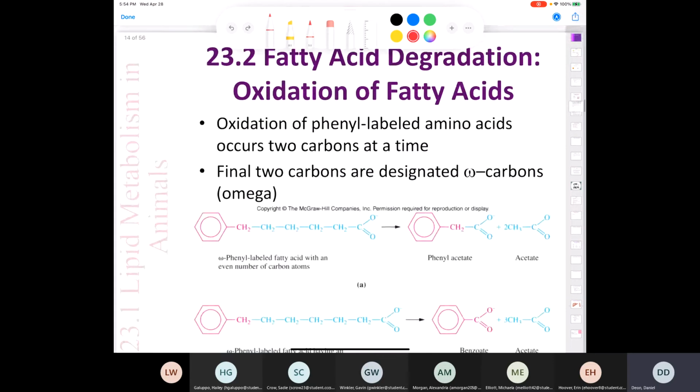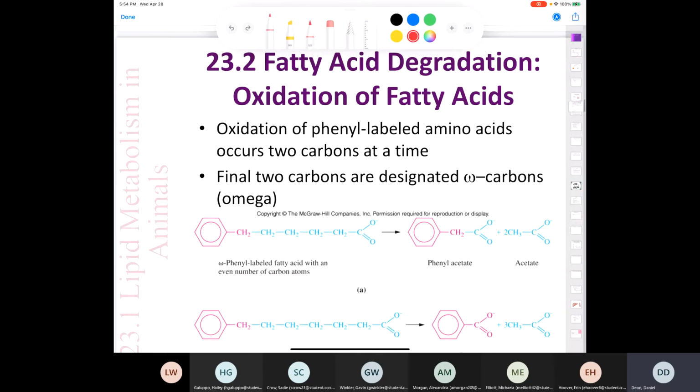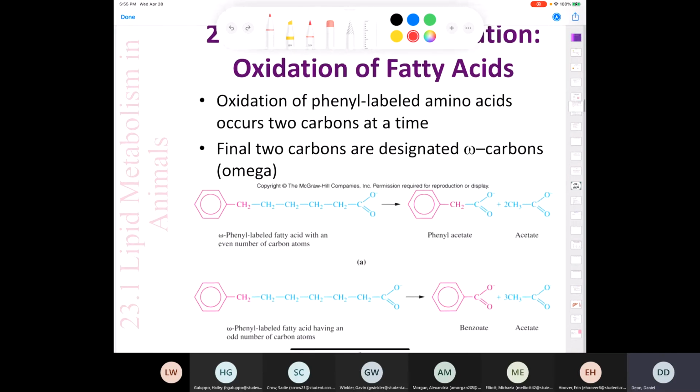So you've made it this far in Chemistry 102. This is the last section that we look at in the book, section 23.2, which deals with fatty acid degradation. So there's an interesting experiment that was performed by a chemist named Franz Knoop a long time ago.